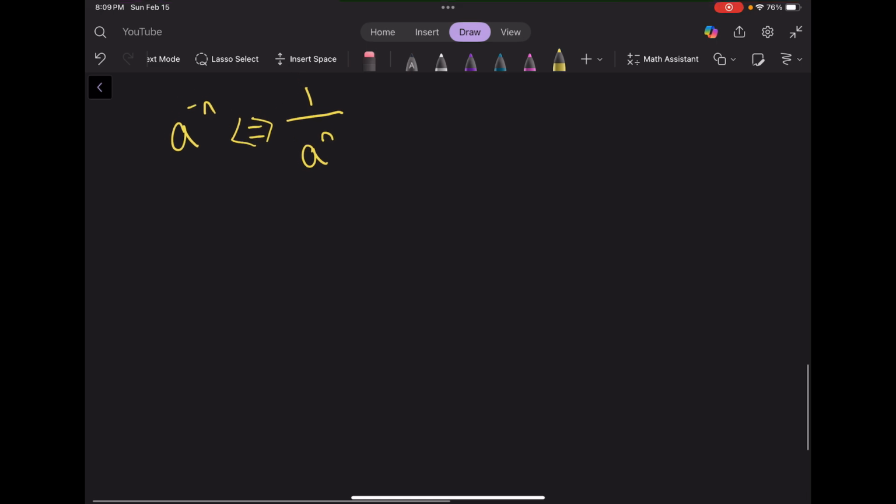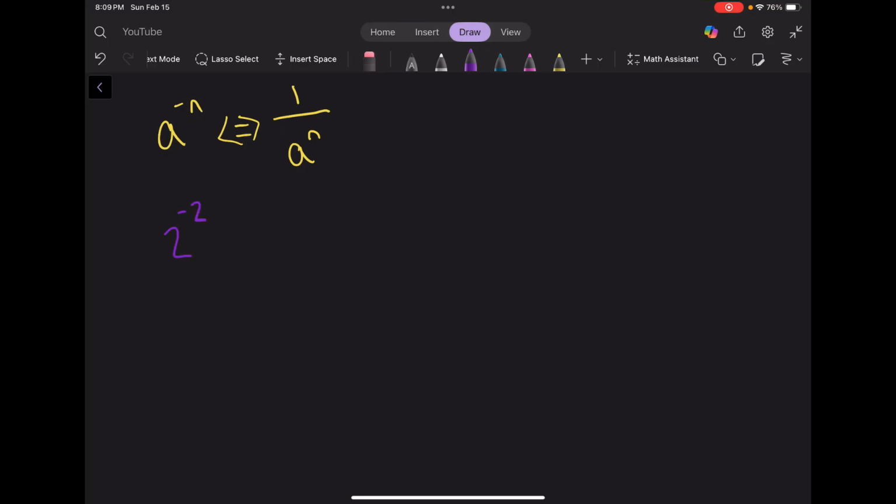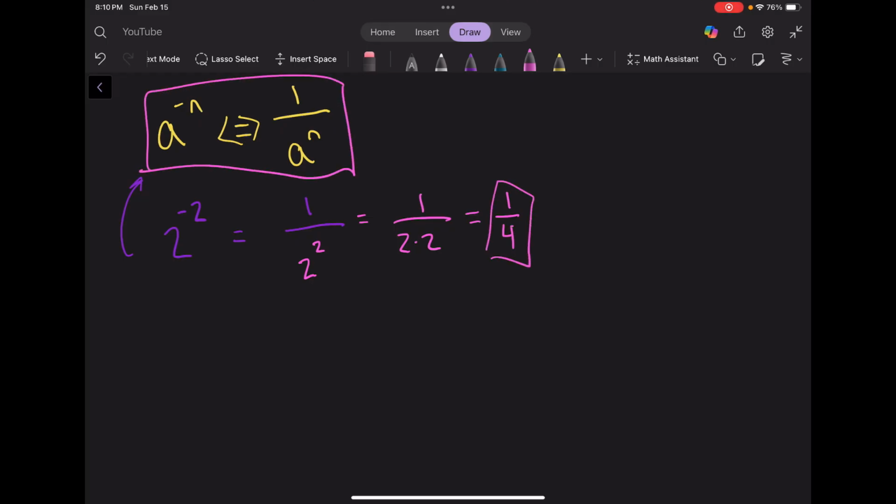All right, so let's do an example of this rule. Let's say I have 2 to the negative 2. By applying my negative exponent rule, this is going to become 1 over 2 squared, and then 2 squared is 2 times 2, and then we end up with 1/4. So there is another one of our rules.